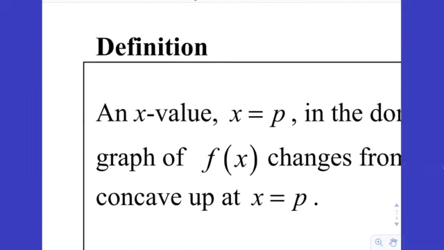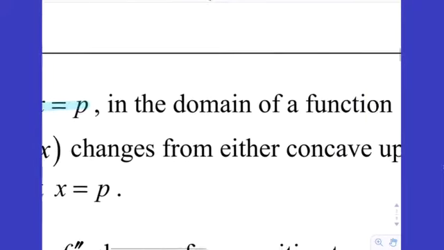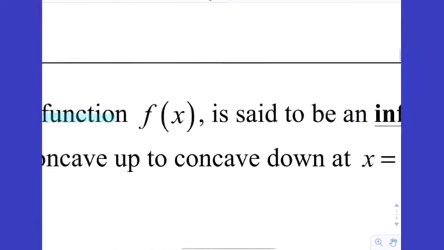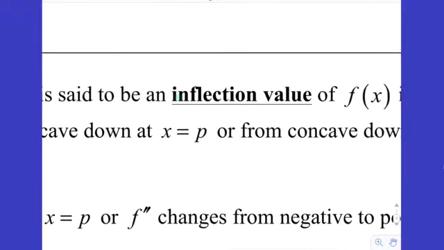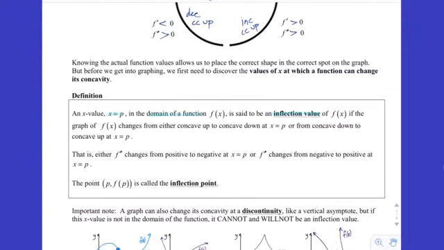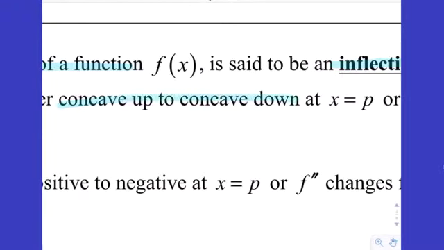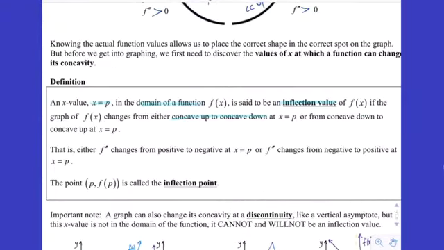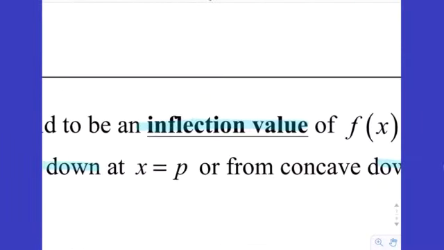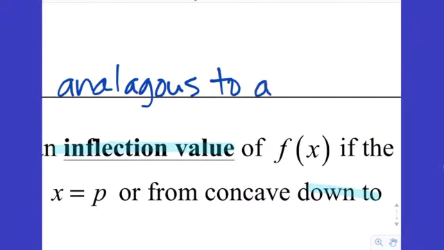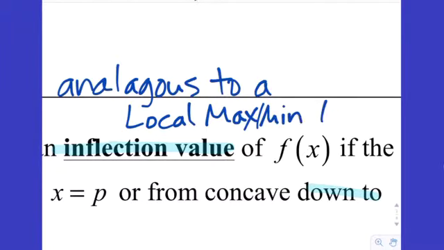Definition. An x value, call it x equals p, in the domain of the function is said to be an inflection value of f of x if the graph changes from either concave up to concave down at that x value or concave down to concave up. Okay? So an inflection value is analogous to a local max or a local min location.